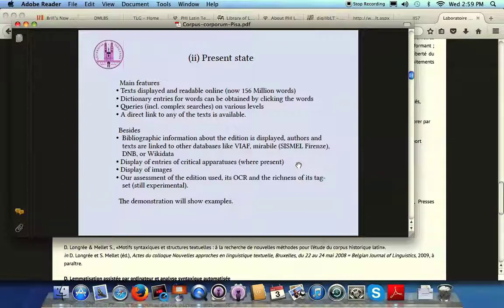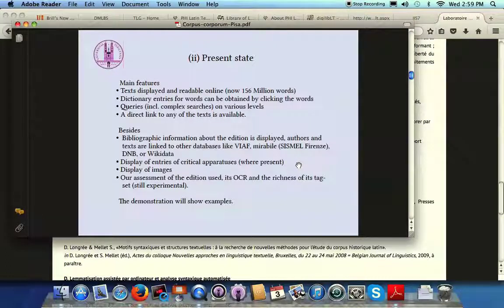Later on, I will make a comparison between the Brepols tools in the Library of Latin Texts and our Corpus Corporum. You will see that there are, of course, points in which they are better than us, and some points in which I think we are better than them. But an important point is that our tool is free, freely available on the internet.